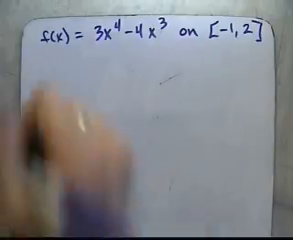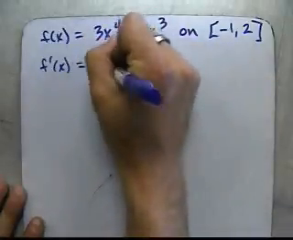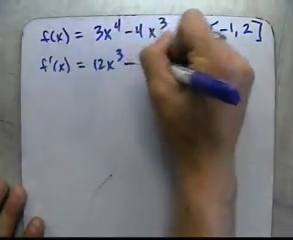All right, let's go ahead and find our critical points. That's the first thing I'm going to want to look for. So let's find the derivative of this, which is going to be 12x cubed minus 12x squared.